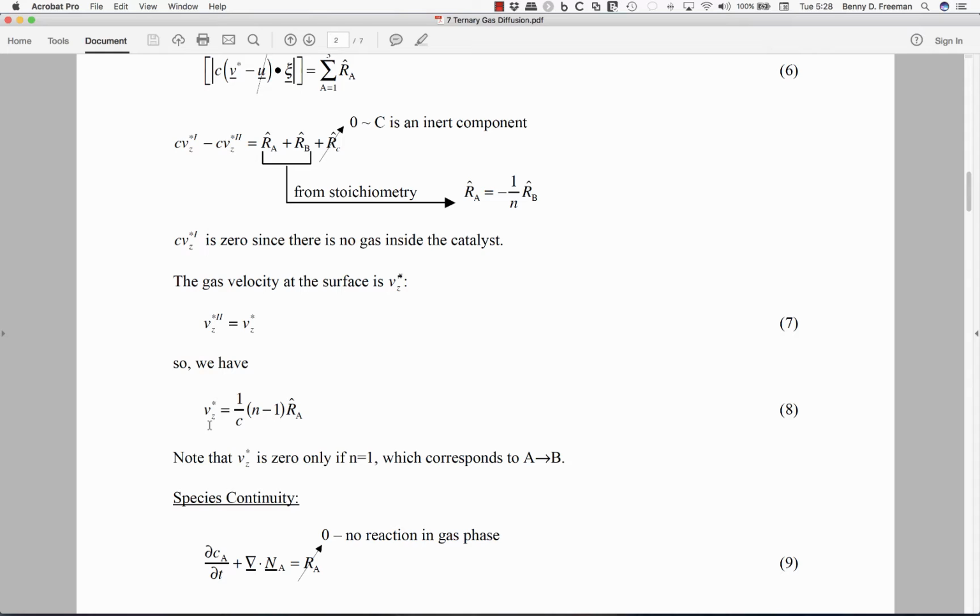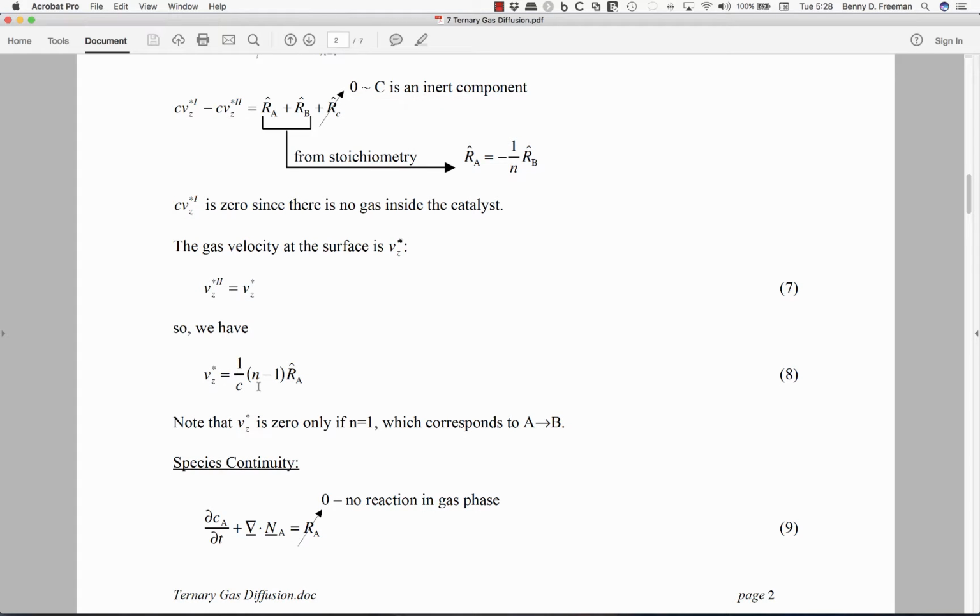And so with this result, we can write the molar average velocity throughout the gas phase in terms of the molar average concentration, the stoichiometric coefficient, and the net rate of production of A, which is at the catalytic surface, and is going to be a negative number since A is consumed at that surface. And what this says is that the molar average velocity, or the convective velocity if you will in this problem, is equal to 0 only when n, the stoichiometric coefficient, is equal to 1.